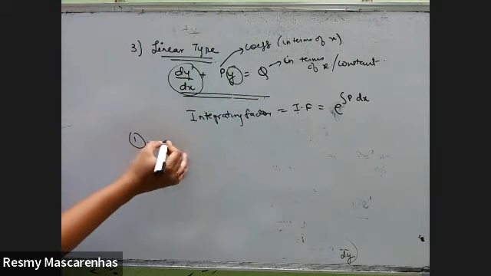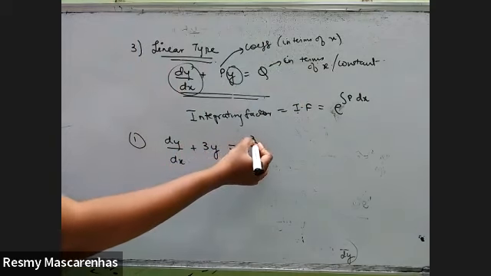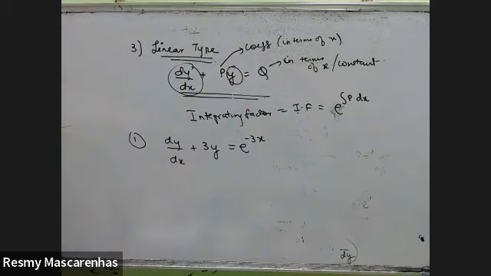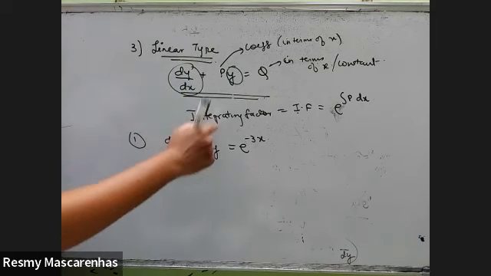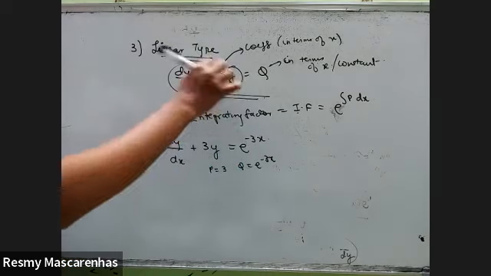So I'll start with the first problem straight away. I have to solve this: dy by dx plus 3y is equal to e raised to minus 3x. If you compare with this, obviously it is in the proper form. So P is 3 and Q is e raised to minus 3x. Just compare with this.